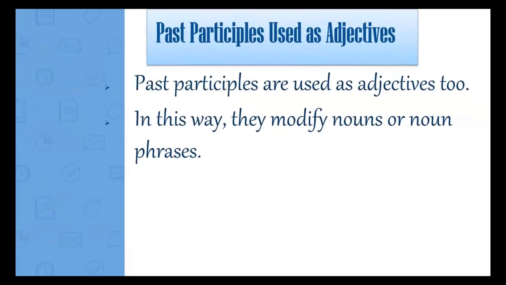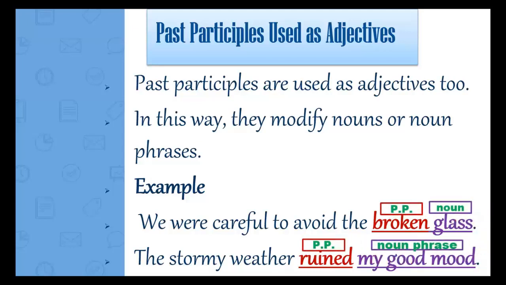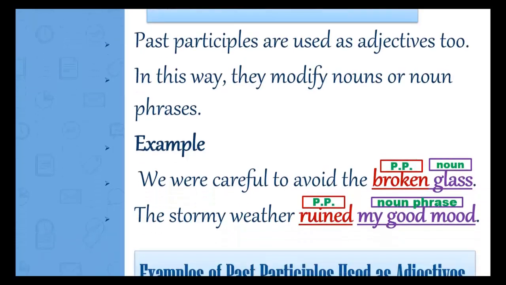The other function of past participles is that they are used as adjectives too. In this way, they modify nouns or noun phrases. Look at the examples. We were careful to avoid the broken glass. The stormy weather ruined my good mood. In the first example, you can see a past participle modifying a noun, and in the second one, a noun phrase is being modified by the past participle ruined.